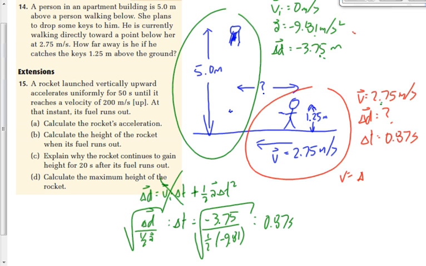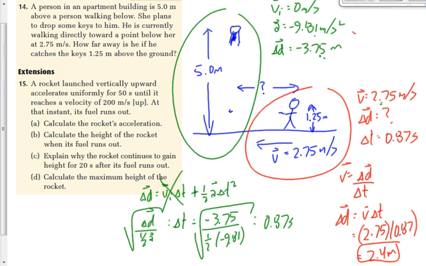V equals d over t. Rearrange that. D is equal to V times t. V is 2.75 times 0.87. What do we get there? We're going to say 2.4 meters. Rounded to 2 digits, because we look back to our weakest piece of data: 2 digits, 3 digits, 3 digits. Weakest piece of data is 2 digits. Final answer should be 2.4.